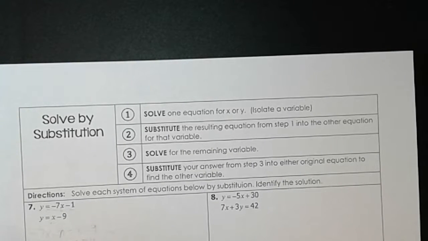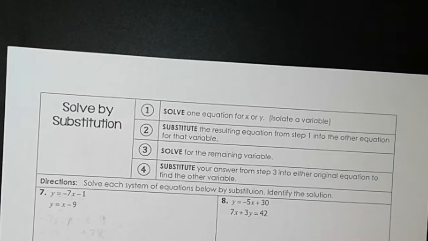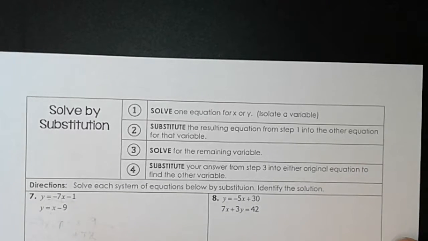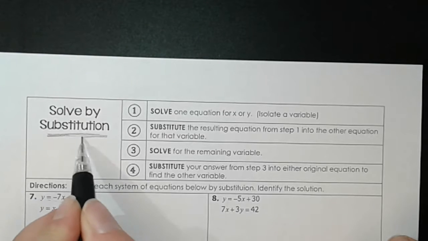Well, sometimes graphing isn't as easy as other options, because sometimes we don't have graph paper, maybe you don't have Desmos, maybe they cross at a really odd place and it's hard to figure out that exact coordinate. So we have algebra to solve it as well. And one of the options we have with algebra is substitution.